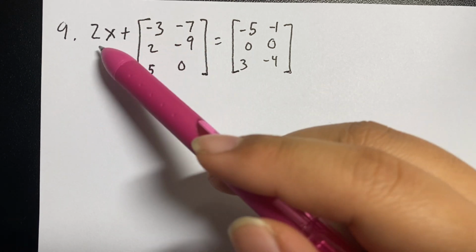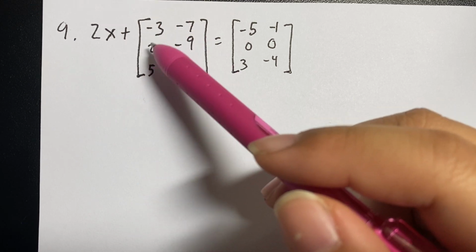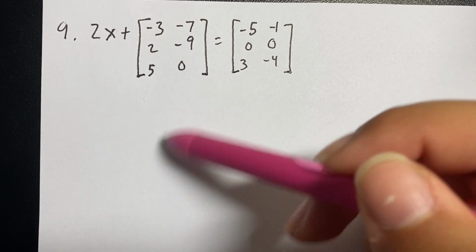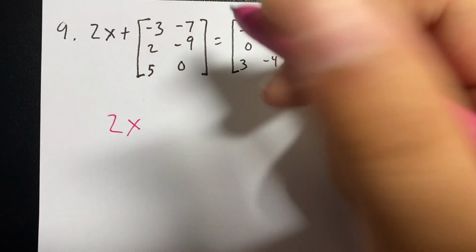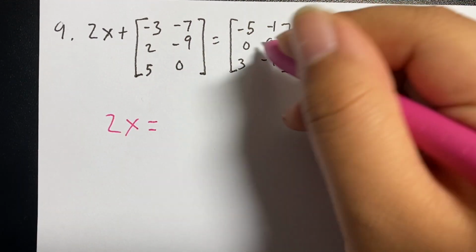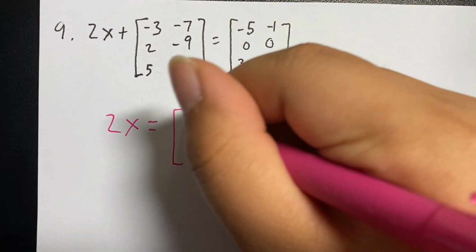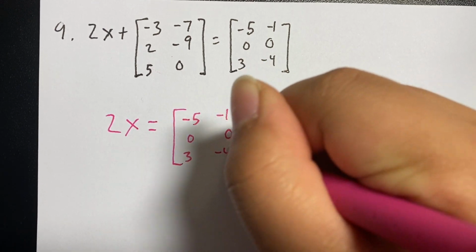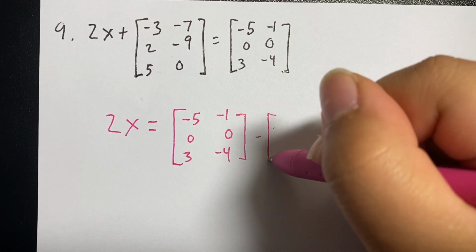Well, if this had 2x plus 1 instead of this matrix right here, you would just subtract the 1 from this side, right? So let's just subtract, instead of 1, this entire matrix from both sides of the equation. So the left side will just be 2x, since we subtracted this off of it. And now let's subtract this side by this matrix. So I'm just going to rewrite the matrix that's already there. And now we're subtracting this matrix right here.